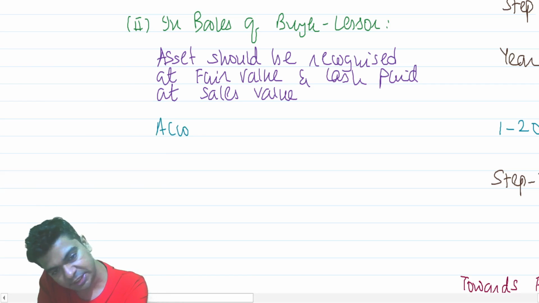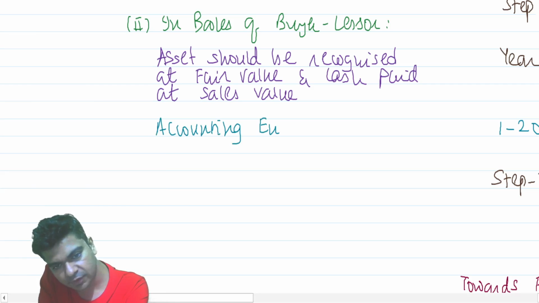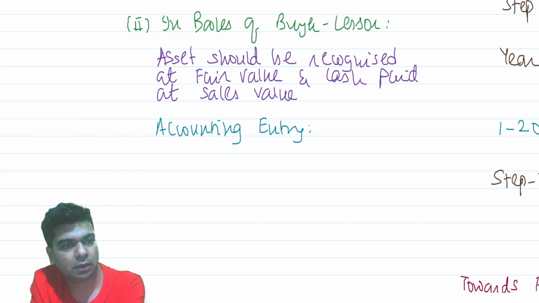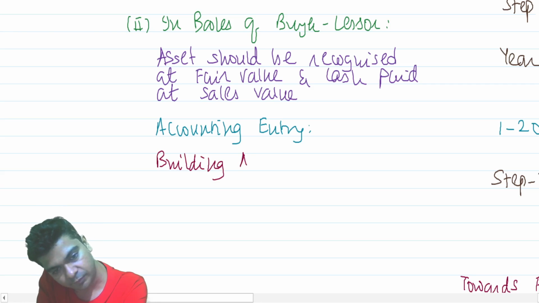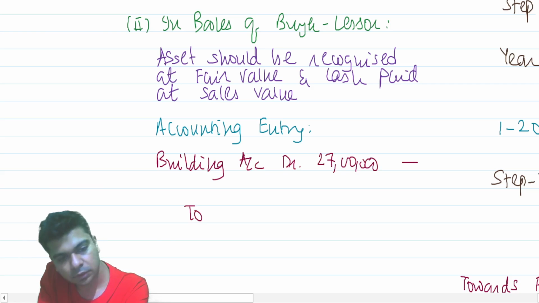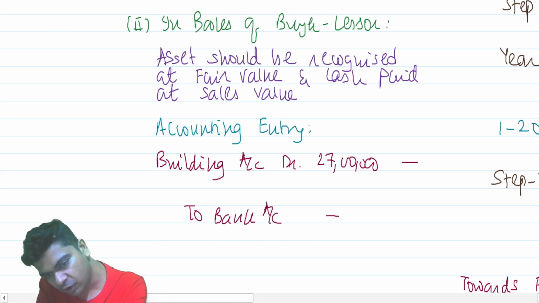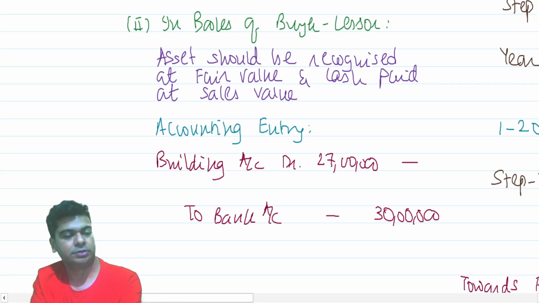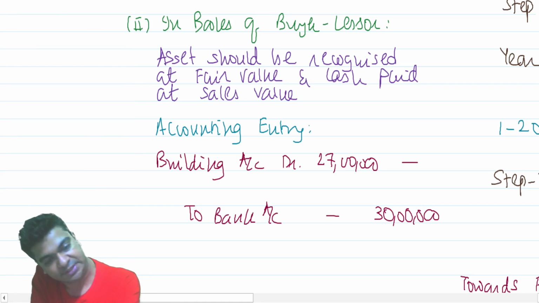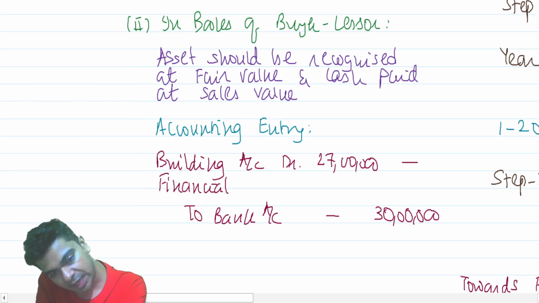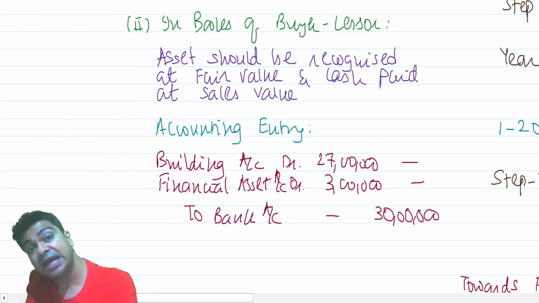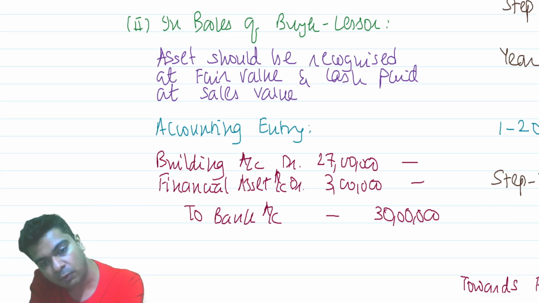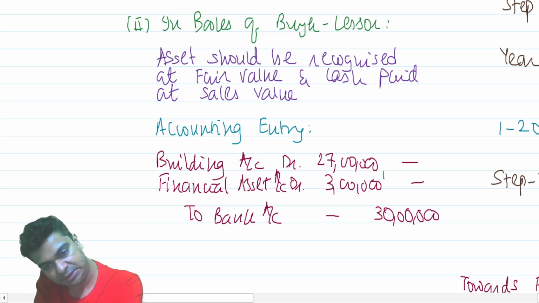So we record the accounting entry. We'll say building account debit at the fair value, so 27 lakhs. To bank account, we are making a payment for it at the sales value, which is 30. And the difference between the two is a receivable. So I will say financial asset account debit 3. This 3 lakhs is nothing but the additional finance that you have provided.